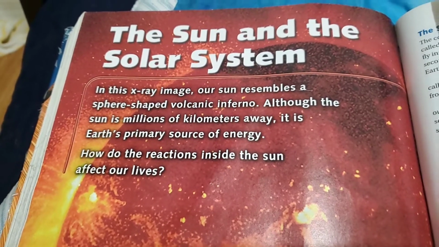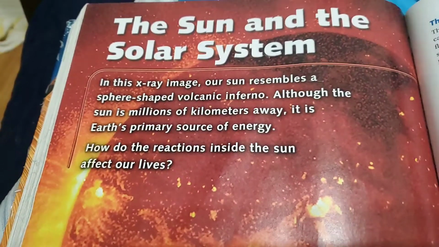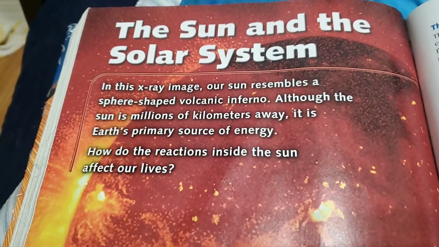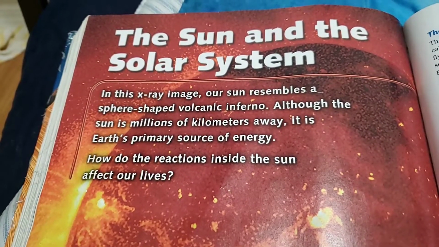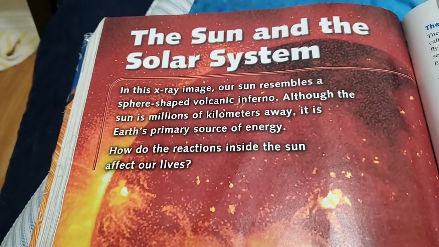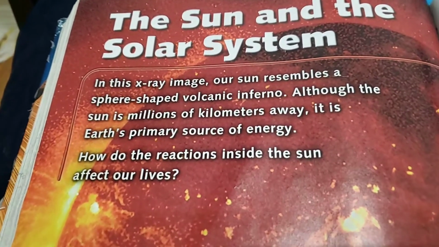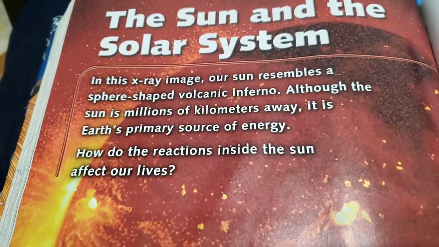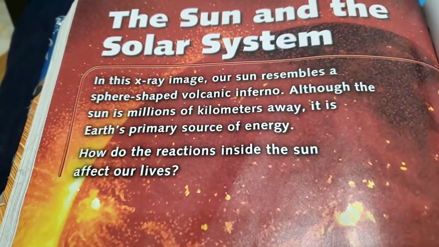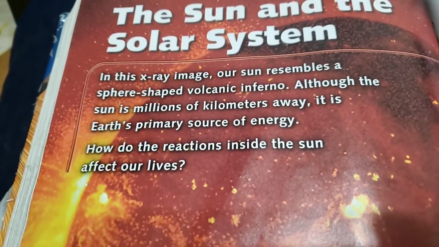Hey guys, we're going to be going over Earth Science, section 26.1, the sun and the solar system. It says in this X-ray image, our sun resembles a sphere-shaped volcanic inferno. Although the sun is millions of kilometers away, it is Earth's primary source of energy. How do the reactions inside the sun affect our lives?